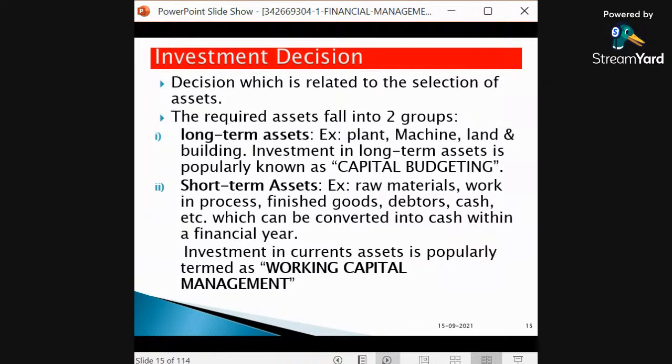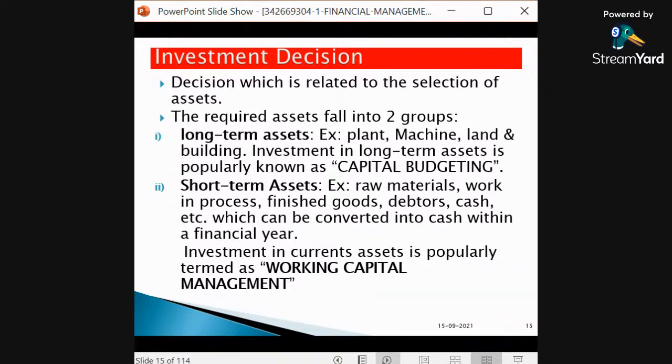So when you're dealing with investment decision, this decision is related to the selection of the assets. The required assets fall into two groups. We have the long-term asset. Example is plant, machine, land, and building. The investment in long-term assets is popularly known as capital budgeting. When we're dealing with short-term assets, we are dealing with raw materials, work in process, finished goods, debtors, cash, etc., which can be converted into cash within a financial year. So, in dealing with long-term assets, these are the assets that you are expecting to last for more than 1 year.